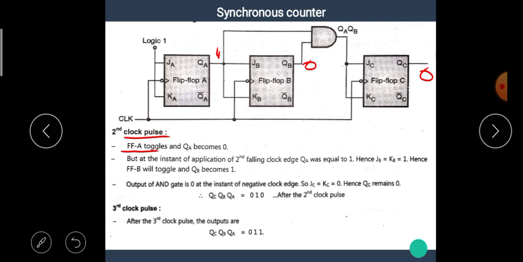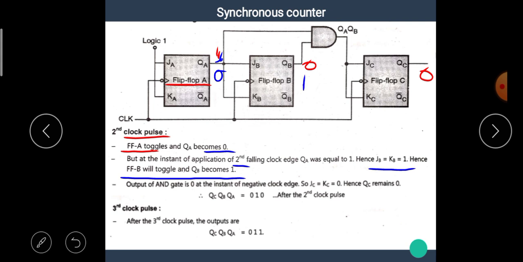When the second falling edge of the clock occurs, flip-flop A toggles again, hence QA becomes 0. But at the instant of application of the second falling edge of the clock, QA was equal to 1. Hence JB or KB equals 1, so flip-flop B will toggle and QB becomes 1.